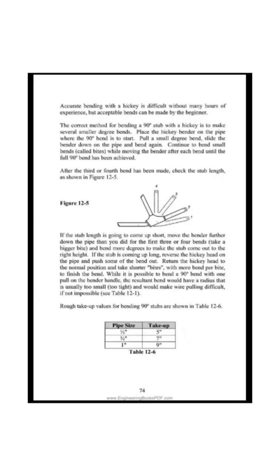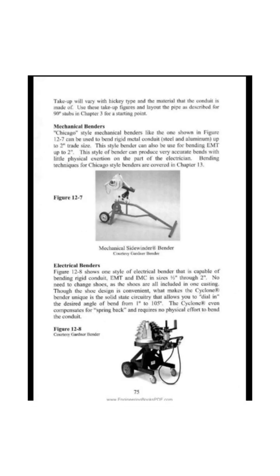See Table 12:1. Rough take-up values for bending 90° stubs are shown in Table 12:6. Take-up will vary with hickey type and the material that the conduit is made of. Use these take-up figures and lay out the pipe as described for 90° stubs in Chapter 3 for a starting point.